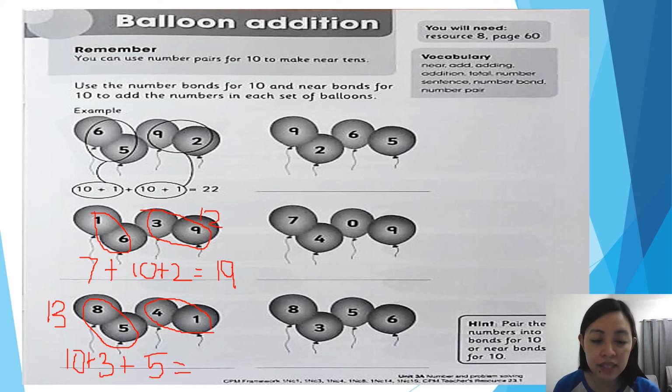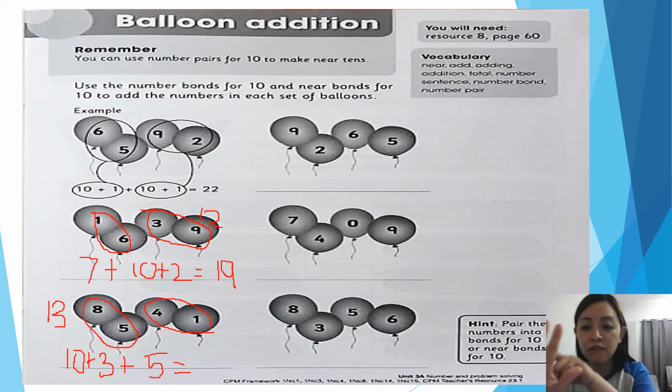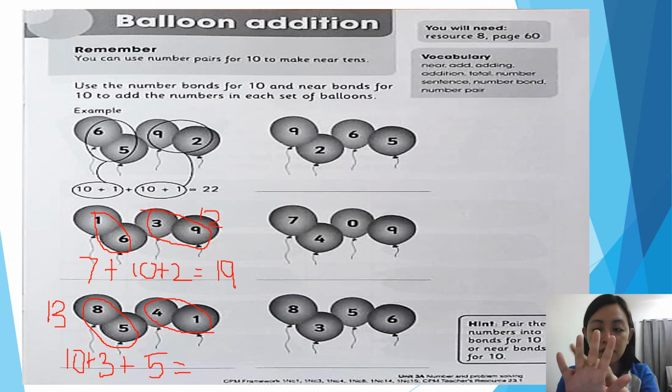10 plus 3 is equal to 13. Plus 5, 13 plus 5, continue counting, 14, 15, 16, 17, 18. So the answer is 18. Did you get also the correct answer? Okay, so let's continue. How about this one?